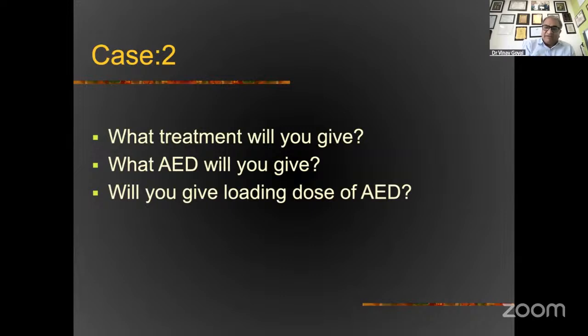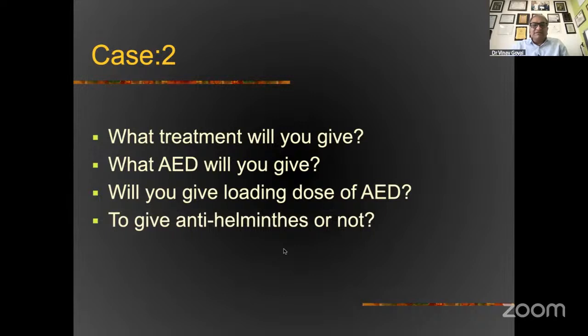If you are giving levetiracetam, you can load with the injectable. Phenytoin sodium, you can load with the injectable. Sodium valproate, you can load with the injectable. So I would prefer to give this patient a loading dose of the drug, and then prescribe oral medication, and then allow him to go home.